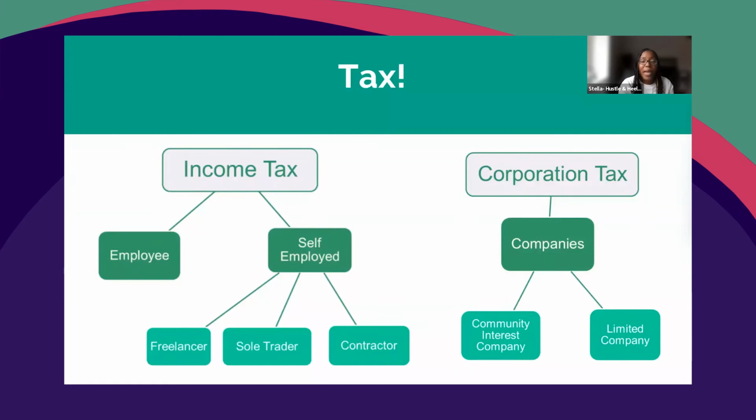corporation tax will be payable on any profits that are made. A community interest company is an official structure for a social enterprise. So if you are thinking of setting up a social enterprise, it's most likely that you will set up as a community interest company, and corporation tax will be payable on any profits that are made.